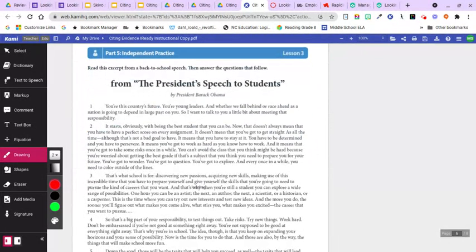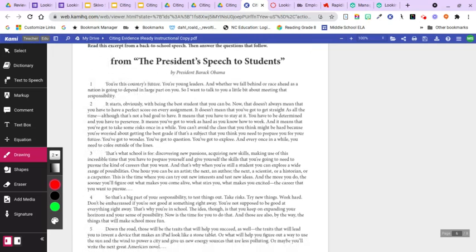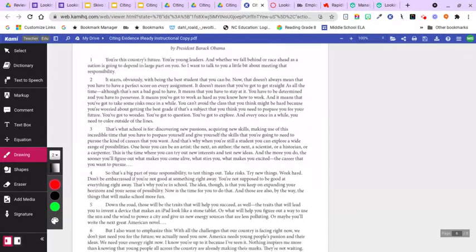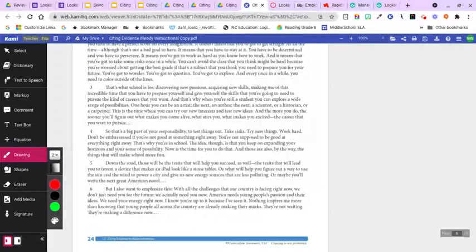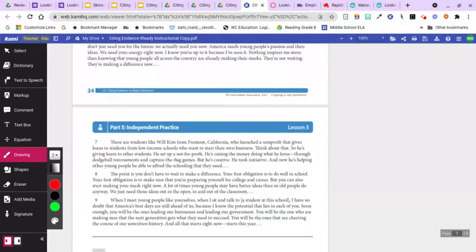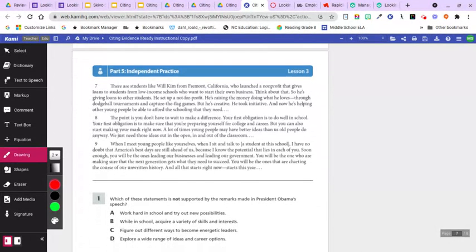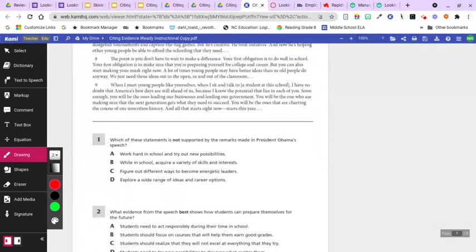What you're going to get in your assignment is this, the independent practice from the President's Speech to Students by President Barack Obama. So read this speech, and again, I expect to see underlining that refers directly to the questions. I expect you to find your answers. You need to support your evidence.